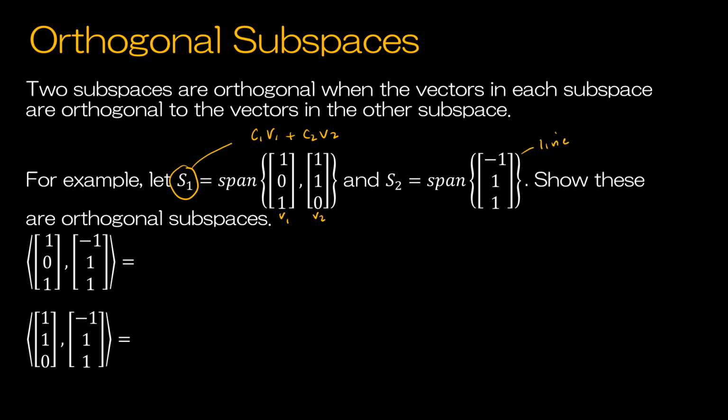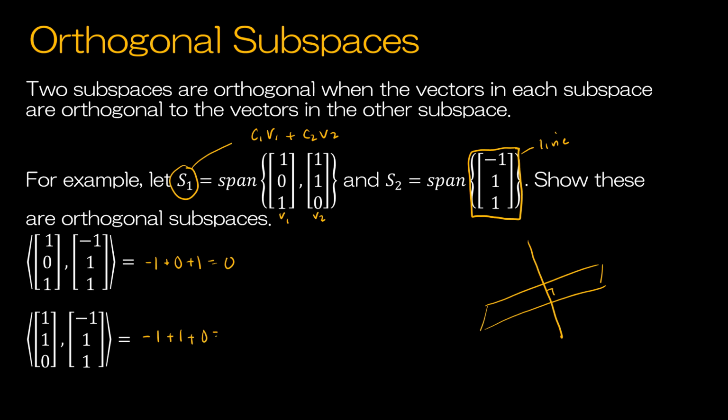We're trying to show that these are orthogonal, which means if I have that plane, that line is going to be at a 90-degree angle to both of the vectors which make the plane. So let's take a look at (1, 0, 1) and (-1, 1, 0). Again, we're checking them both against this vector. This gives me -1 plus 0 plus 1, which is 0. And this gives me -1 plus 0, which is 0. So we can say now that S1 and S2 are orthogonal subspaces.